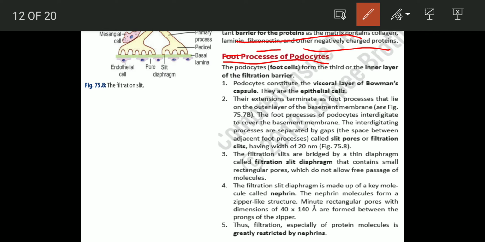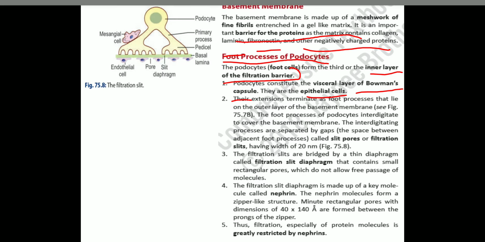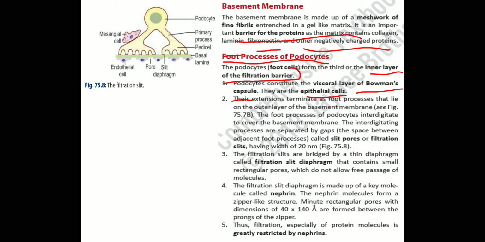These foot cells form the third and the inner layer of the filtration barrier. These podocytes constitute the visceral layer of the Bowman's capsule and the epithelial cells. They are trying to filter the fluid, the amino acids, and the different electrolytes. These slits have a thin diaphragm, the filtration slit diaphragm.